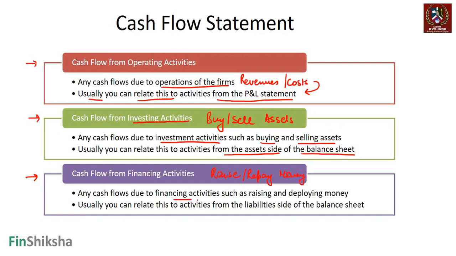Any cash flows due to financing activities such as raising and deploying money are going to go under cash flow from financing activities, usually because raising money and repaying money happens from guys who are the liabilities for us or who are the sources of funds for us who are giving us money. This will relate to the liability side of the balance sheet, right? So P&L statement is here, balance sheet asset side is here, balance sheet liability side is here, largely and loosely speaking. There are nuances in this which get captured at separate points of time.